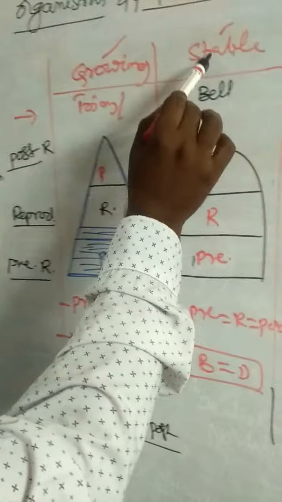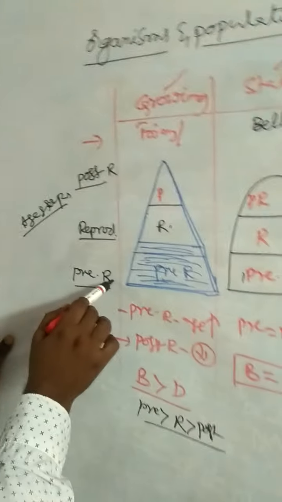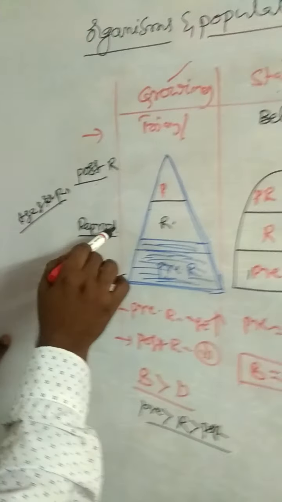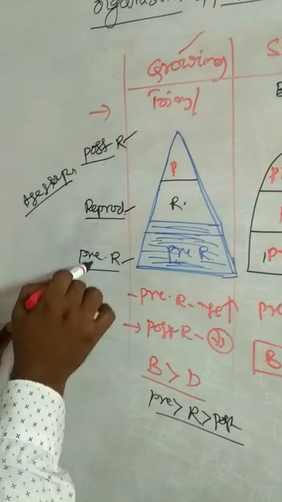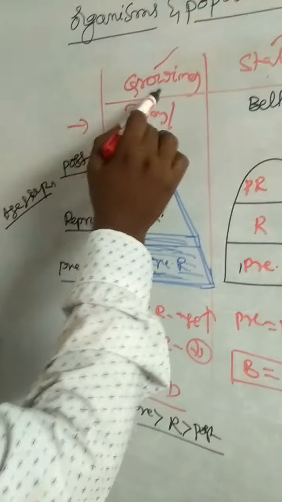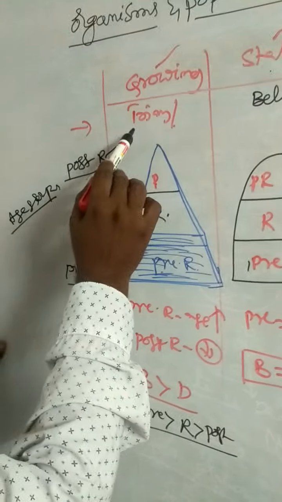What are the 3 types of populations? Growing population, stable population, decline population. What are the 3 types of age groups? The pre-reproductive age groups are young ones, reproductive age groups are middle age, and post-reproductive age groups are old age. Shape of the growing population, triangular. Shape of the stable population, bell shape. Shape of the decline population, urn shape or pot shape.